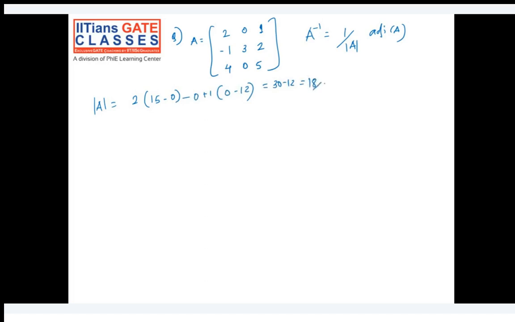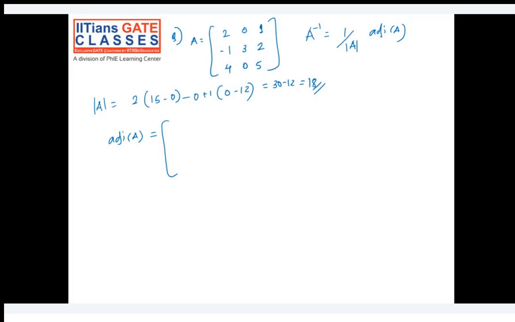So let's try to find the adjoint of A here. Adjoint of A means cofactor matrix, then take a transpose of it. I'll tell you how to find the cofactor once again. The cofactor for this position is the determinant of this, where you have to exclude this row and this column. So 3 multiplied by 5 is 15, 15 minus 0 is 15.